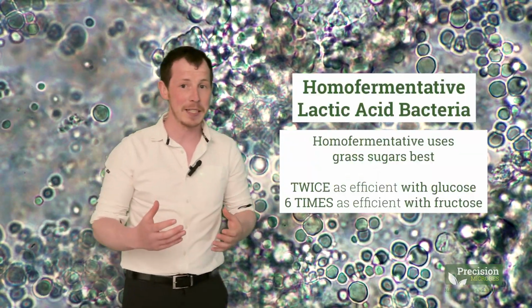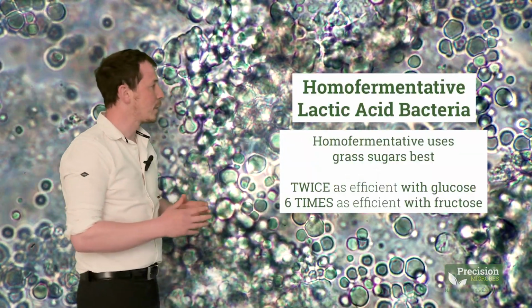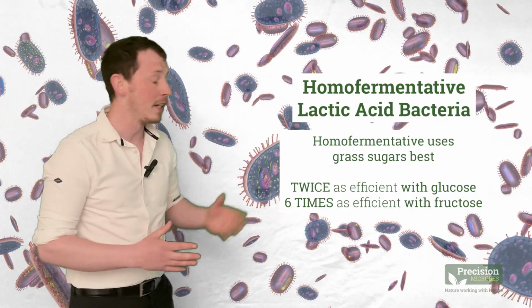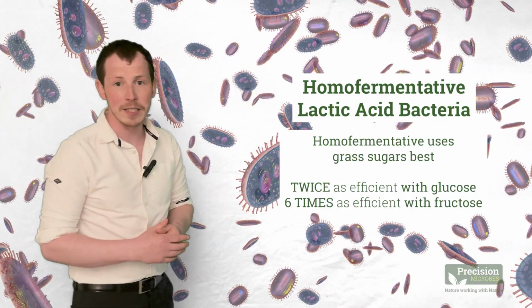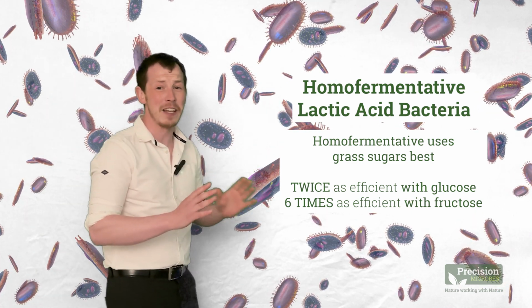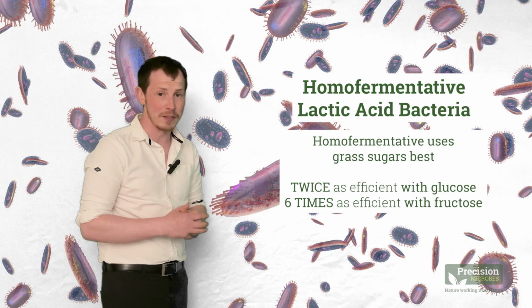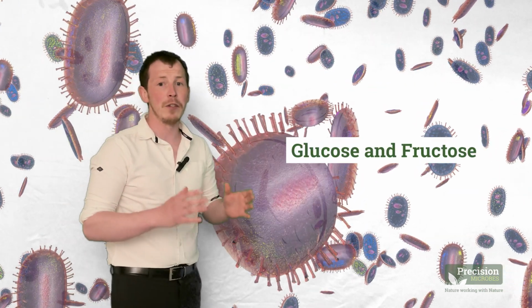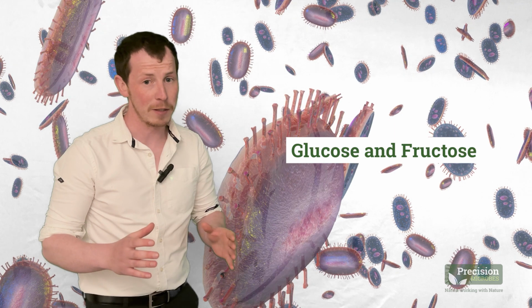Homofermentative lactic acid bacteria produce twice as much lactic acid from glucose and 6 times as much lactic acid from fructose in comparison to their heterofermentative counterparts. They're just heads above other microbes in terms of efficiency. Remember, glucose and fructose are the 2 main sugars found in our crops after all.